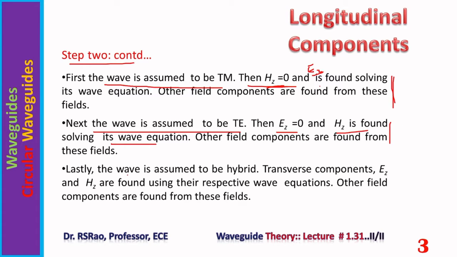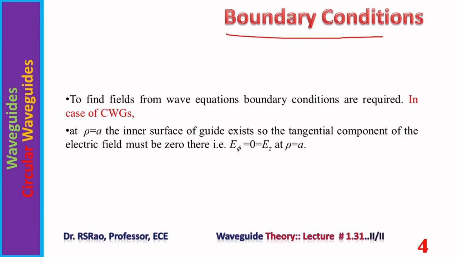The third part of this session is, we assume the wave is a hybrid one. Because it is a hybrid one, Ez and Hz both are non-zero. One can solve the wave equation for Ez and Hz to find Ez and Hz. Once Ez and Hz are available, they can be substituted to find H rho, H phi, E rho, E phi. So that is the third part. In the analysis, we have seen boundary conditions are required. When you solve the wave equation, first what you get is the general solution. From the general solution, we obtain the specific solution.